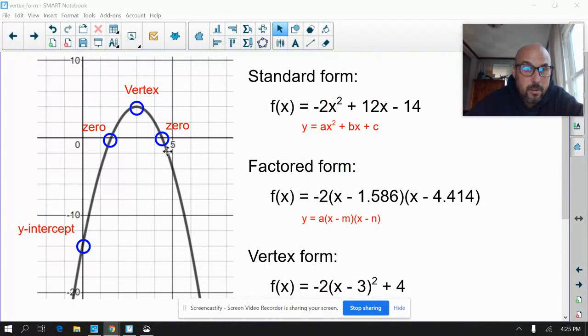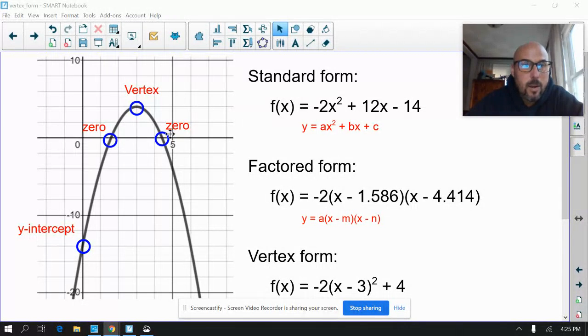Some major characteristics of quadratics are these. Every quadratic has a vertex, 100% has a vertex, which is an ordered pair. Every quadratic has a y-intercept, absolutely, because you can always plug in 0 for x and find out the y value. Now, the zeros, those are the x values that make the quadratic 0.